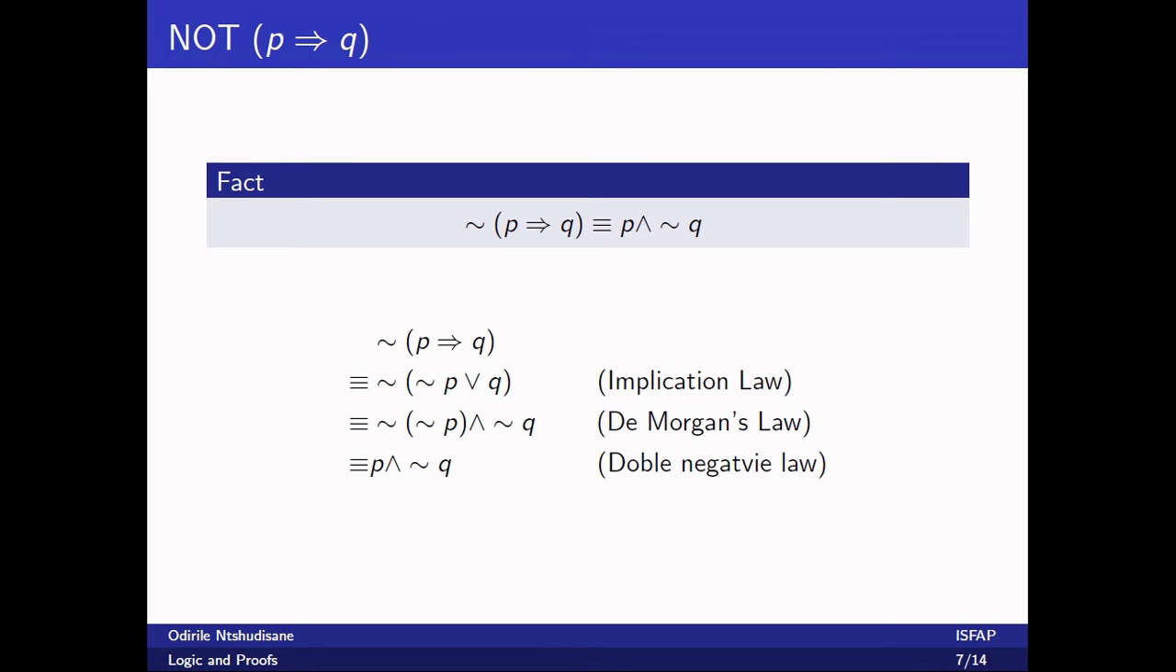Now, the negation of P implies Q is logically equivalent to the statement form P and not Q. Below is a proof of this logical equivalence using inference laws.